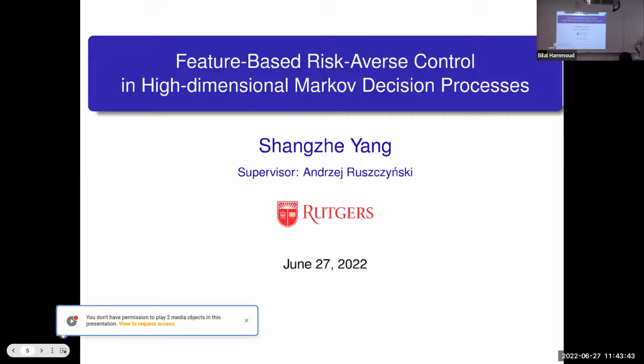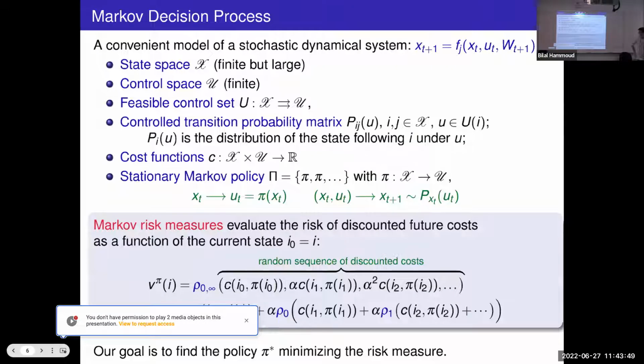We're going to talk about risk-averse control of multi-dimensional Markov processes. We're focusing on a fully observable system, and we are going to minimize a risk-averse Markov measure of the cost.